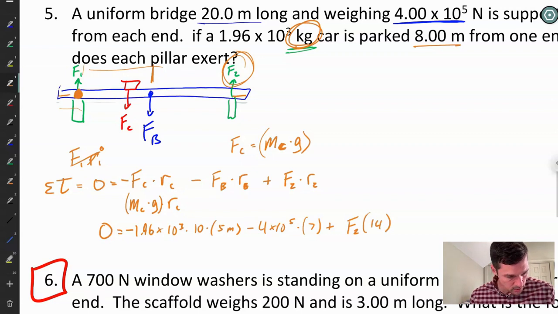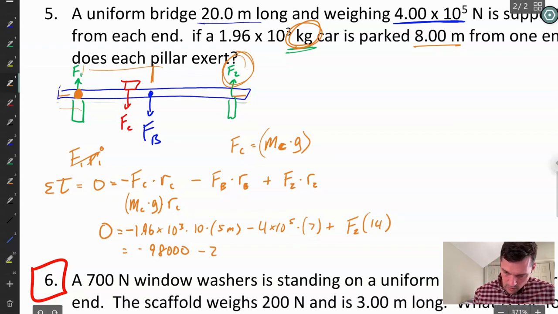1.96 times 10 to the third times 10 times 5 is 98,000 minus 4 times 10 to the 5th times 7. So it's 200. I got that right? I guess that makes sense. Bridge should probably be heavier than the cars going across it. 280. 28 with a bunch of zeros, 5 zeros. 1, 2, 3, 4, 5. Plus F2 times 14.